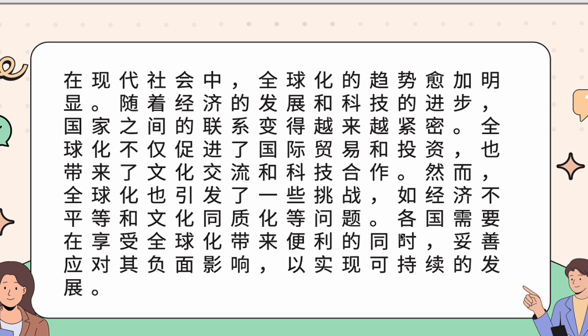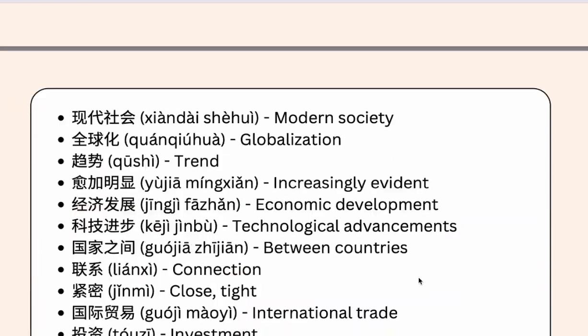各国需要, so different countries need, 在享受, to enjoy, 全球化带来便利的同时, the convenience brought by globalization. 同时 is at the same time. So at the same time as all the countries enjoy the convenience brought by globalization, 妥善应对其负面影响, they have to properly deal with the negative influence, 以实现可持续的发展, in order to realize or achieve sustainable development. Okay, so that's all.